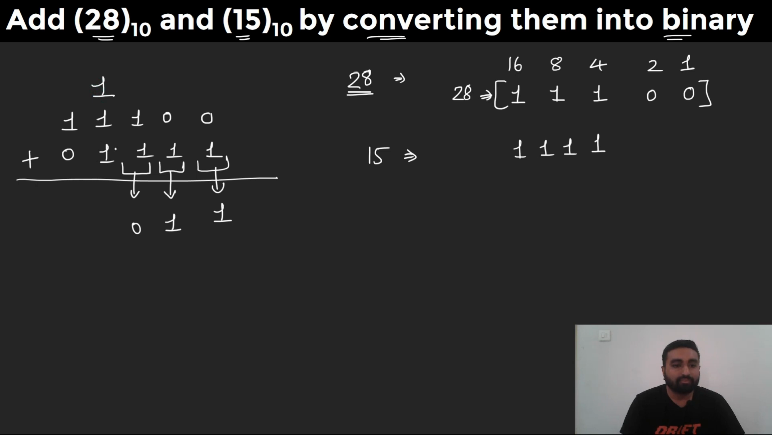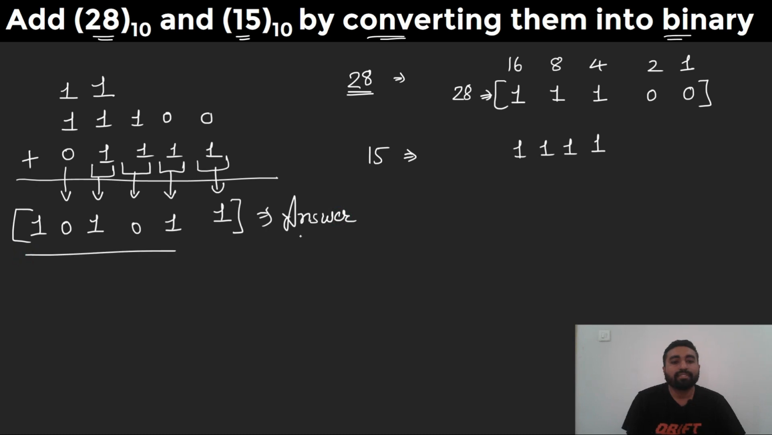1 plus 1 plus 1, so the answer will be, yes, definitely 1, and carry will be 1. 1 plus 1 is 1 0, so your answer is 0 and carry is 1. Again, we do not have any next column, so we will write down the carry over here, and this is your answer, right? I hope you were able to understand this example.